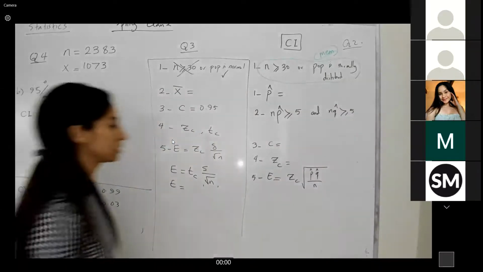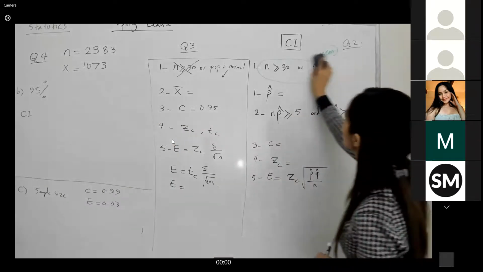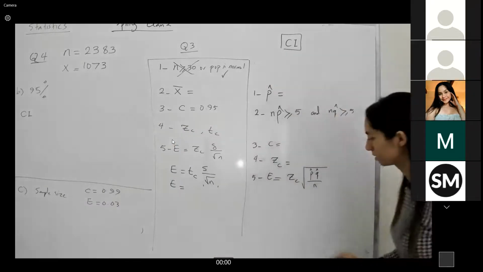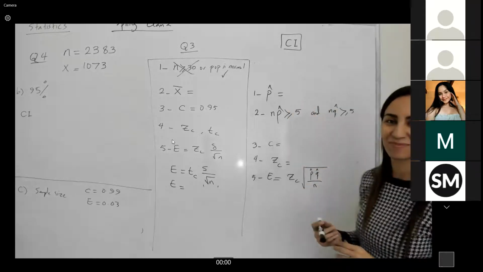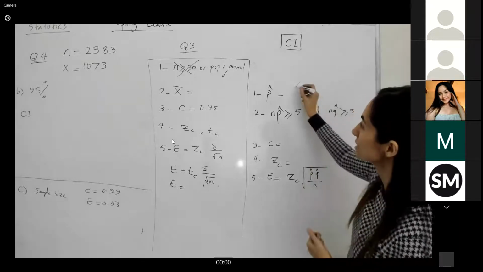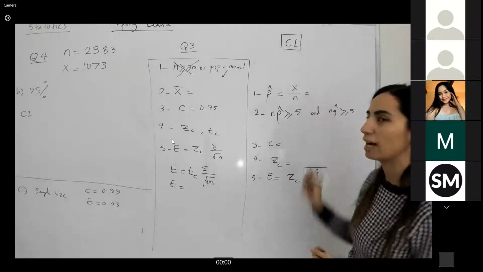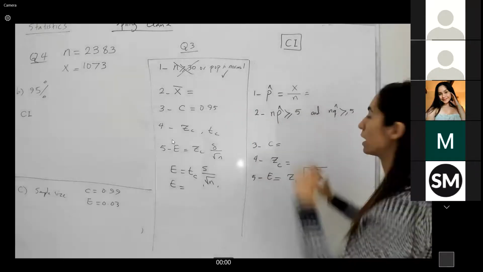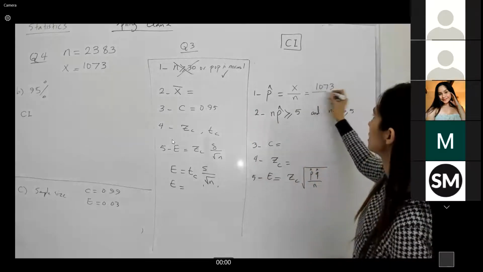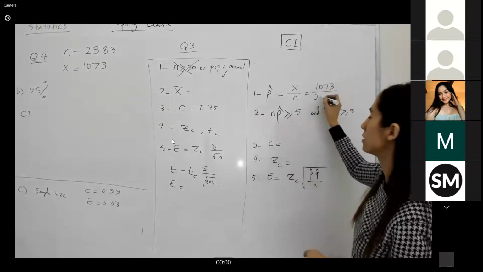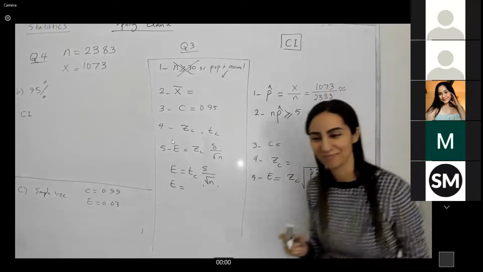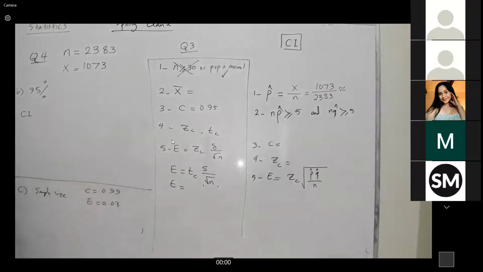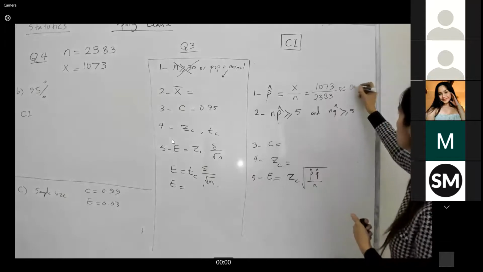So, since the question is asking about proportion, we're going to use the right column. What is your p hat? P hat is x divided by n, so we have to do a little bit of algebra. Your x is 1073, your n is 2383. What is this approximately? 0.45, 45%. Thank you very much.